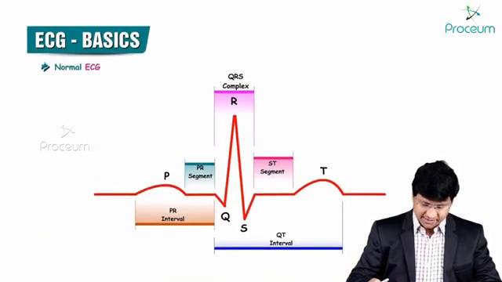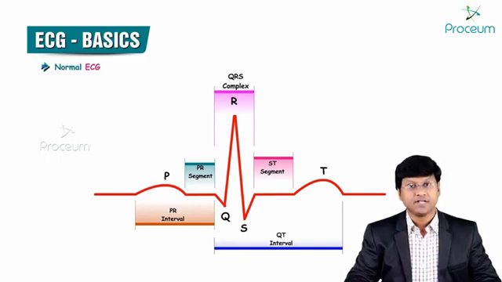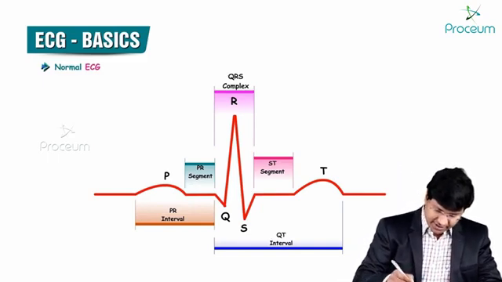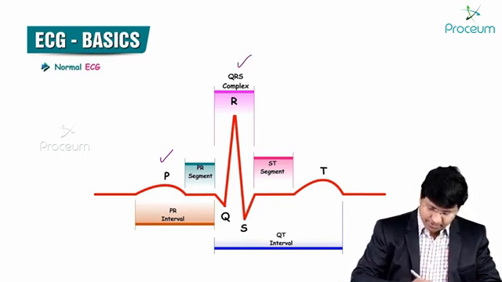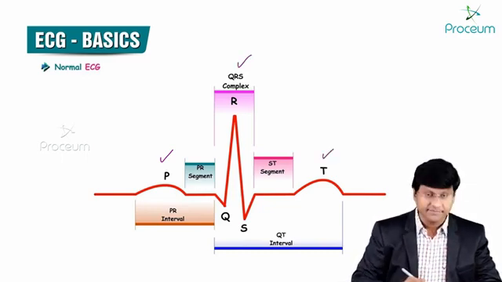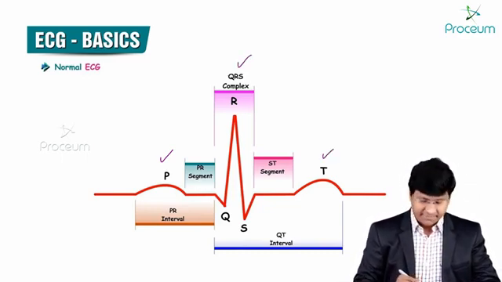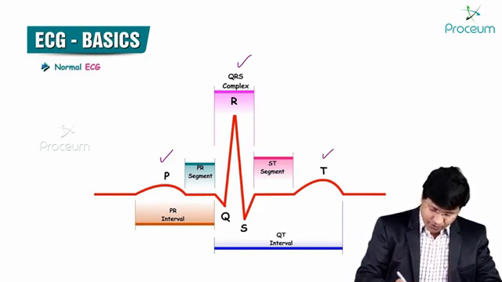So, this is the normal ECG, right? What does this normal ECG contain? If you see the waves, we have the P wave, then we have the QRS complex, then the T wave. And apart from that, in between the waves, we also have the segments.